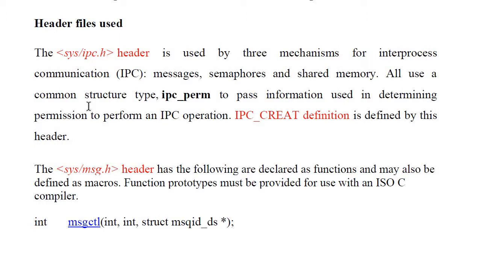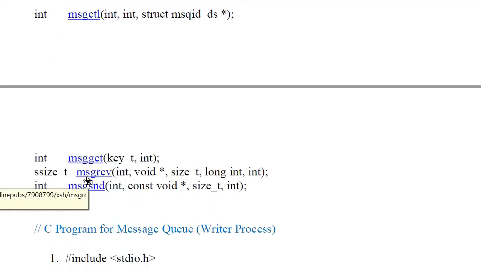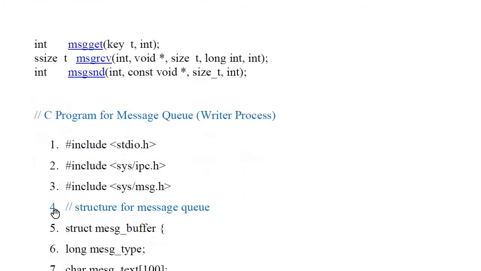Another header file is this message.h. This has the following declared as functions and may also be defined as macros. Function prototypes must be provided for use with an ISOC compiler. So these are some of the methods in this header file.